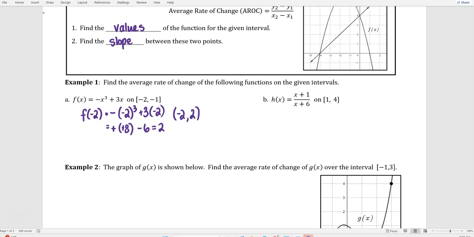And then we're going to do the same thing for the -1. So we'll have f of -1, and we'll have -1 cubed plus 3 times -1. And that's going to give us -1 minus 3. And just like the last piece, that negative becomes positive. This time we'll get -2. So our other point is -1, -2.